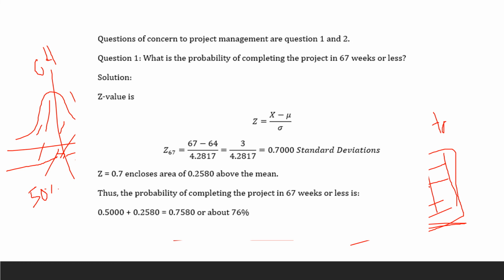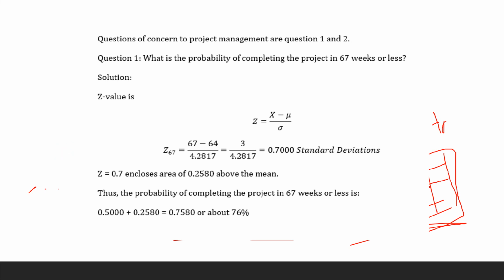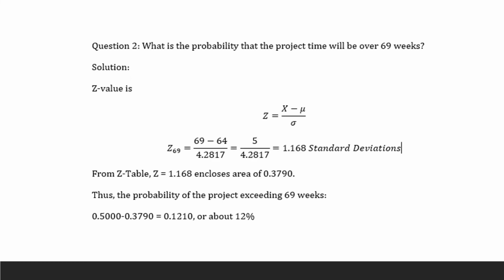So let's go back there. I'm going to erase my mess here. All right, so this is how we calculate the probability. In other words, what is the percentage that we can finish the maintenance project in 67 weeks? Okay, so let's go down.